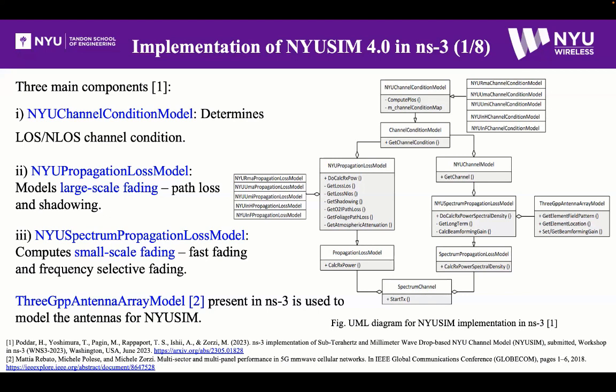However, what we have done is to reuse the 3GPP implementation wherever possible. We still use the 3GPP antenna array model. So whatever is there in 3GPP, which defines your antennas, their placement, and your antenna patterns, one could reuse that same antenna model in NS3 for NYUSIM. So you do not have to build a new antenna model for it, because the antenna model is not different.